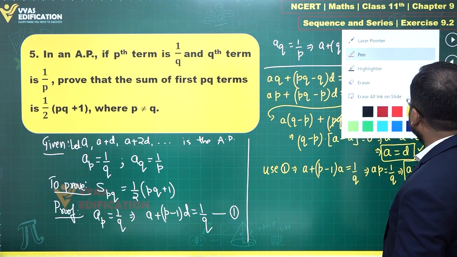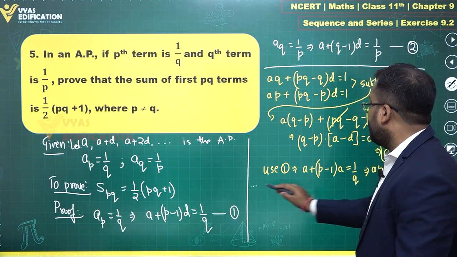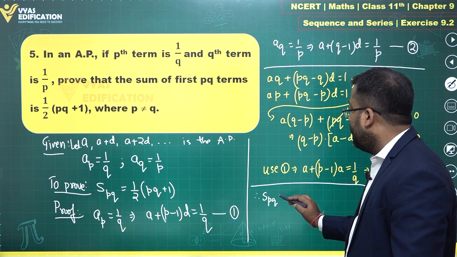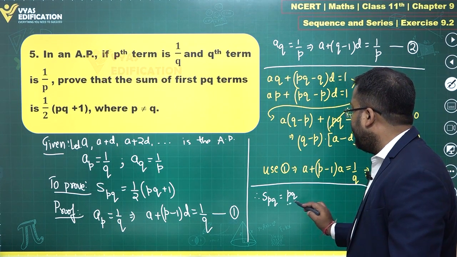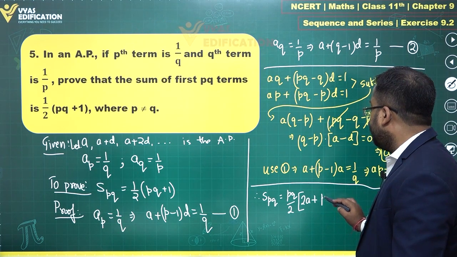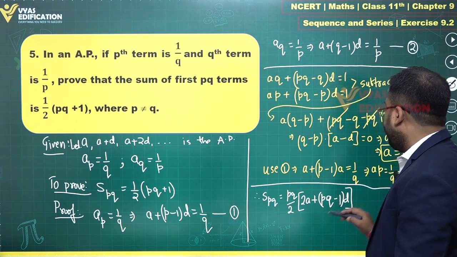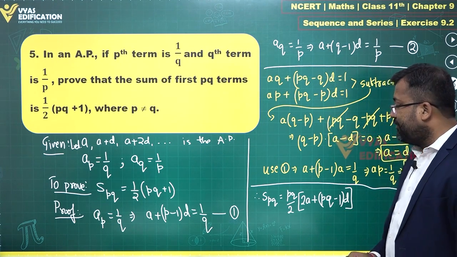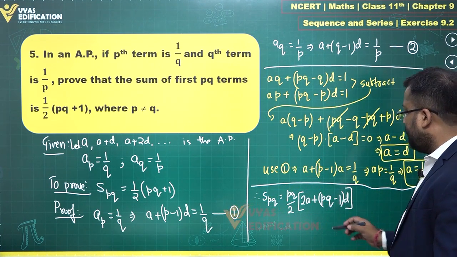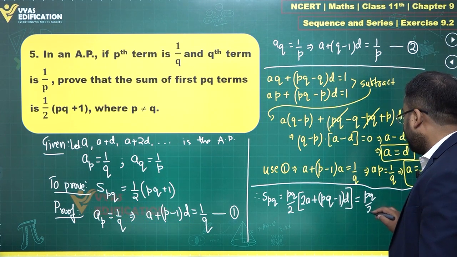And now the next target. From the point of view of proof, we need SPQ. So therefore, SPQ is equal to PQ by 2, 2A plus PQ minus 1 times D. Okay, and what will this give me? Let's take a look at this. A and D both are 1 upon PQ. So this is, let's say, PQ upon 2.